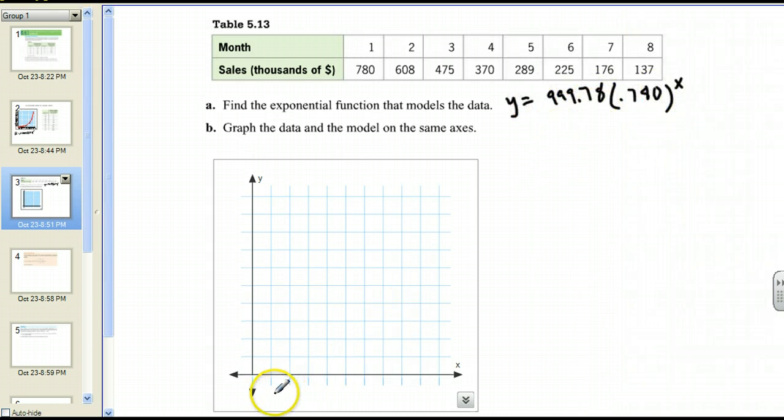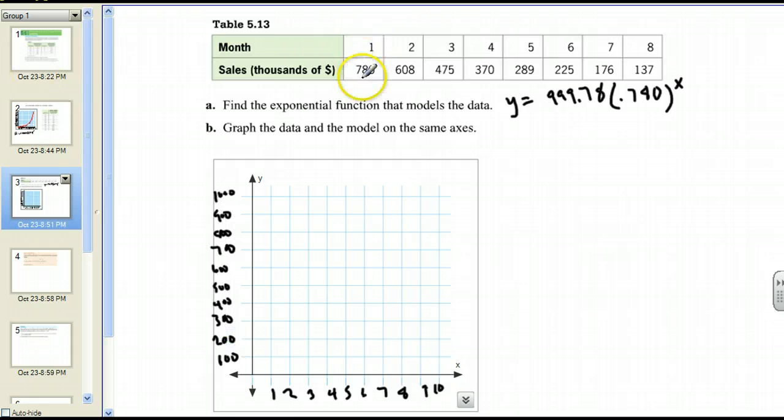All right, part 2, just come down here, number your axes. 1, 2, 3, 4, 5, 6, 7, 8. And then this is getting smaller, but again, we don't need to go any higher than 780. So this will be 100, 200, so on and so on. Now we're just matching up points. So 1, 781, there's 800. So 780 would be somewhere around there.